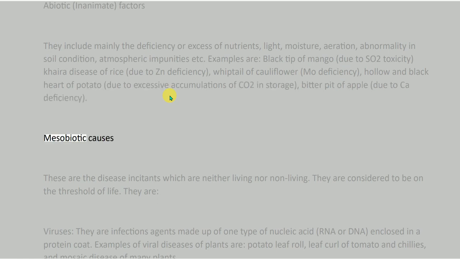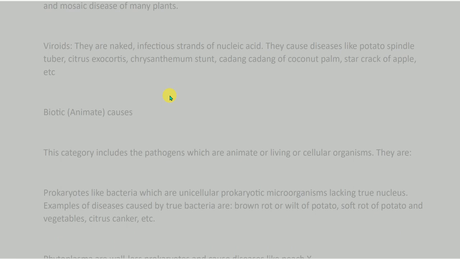Mesobiotic causes. These are the disease incidents which are neither living nor non-living. They are considered to be on the threshold of life. They are viruses. They are infectious agents made up of one type of nucleic acid, RNA or DNA, enclosed in a protein coat. Examples of viral diseases of plants are potato leaf roll, leaf curl of tomato and chilies, and mosaic disease of many plants. Viroids. They are naked, infectious strands of nucleic acid. They cause diseases like potato spindle tuber, citrus exocortis, chrysanthemum stunt, cadang-cadang of coconut palm, star crack of apple, etc.